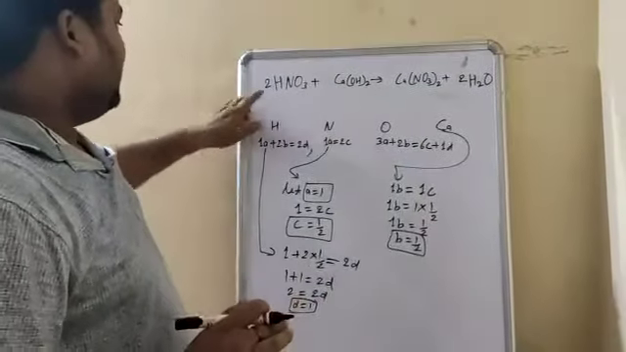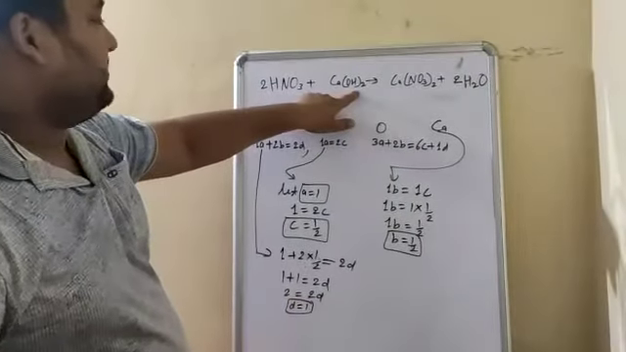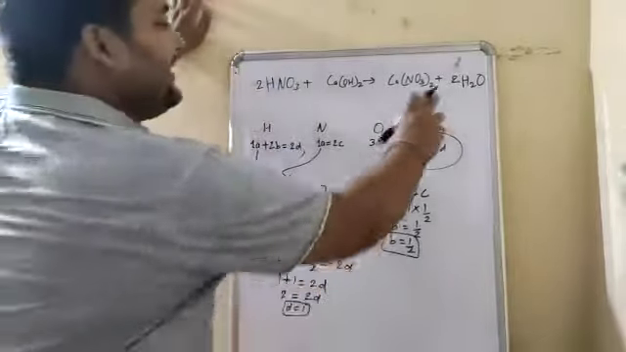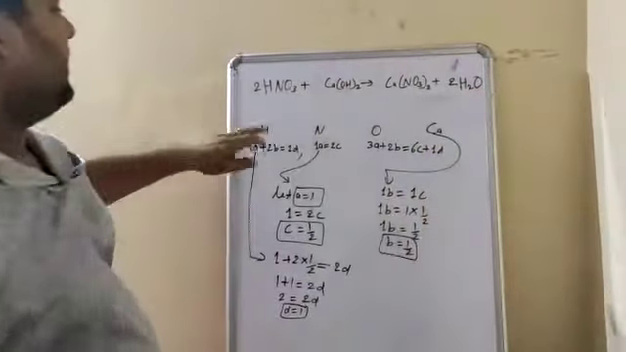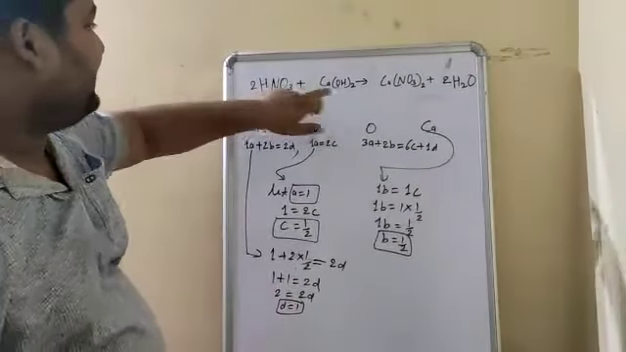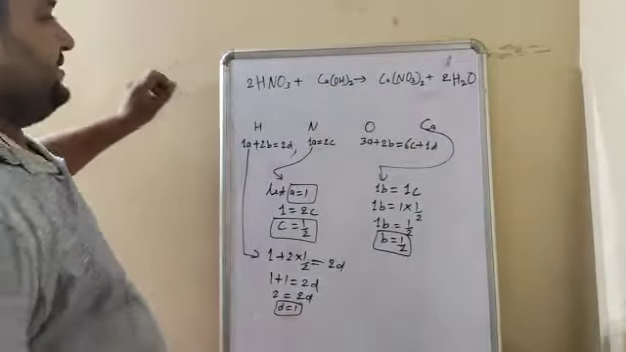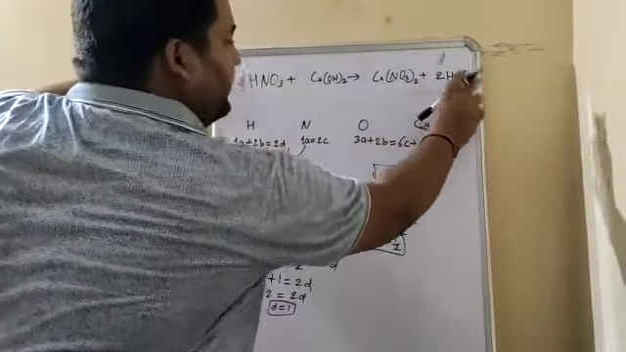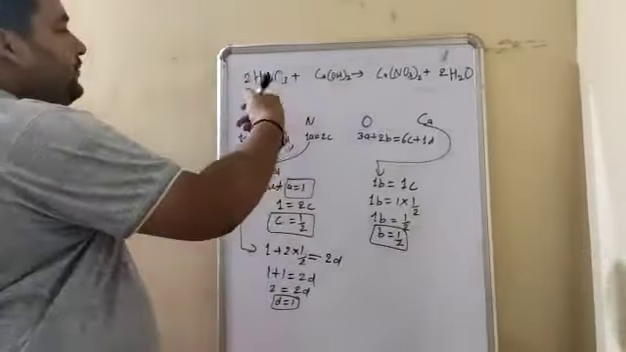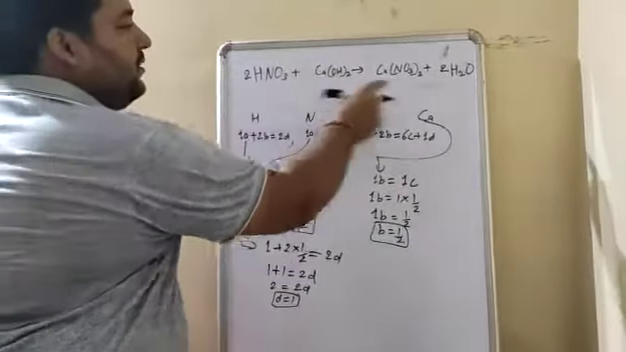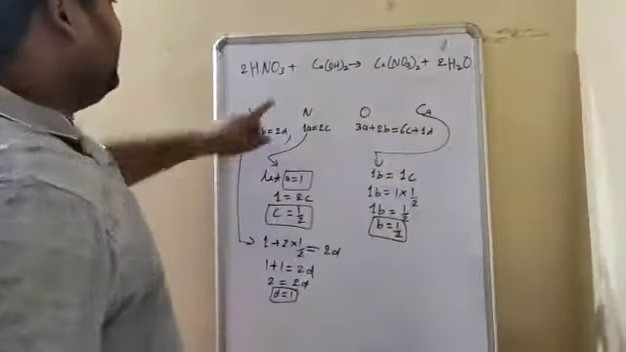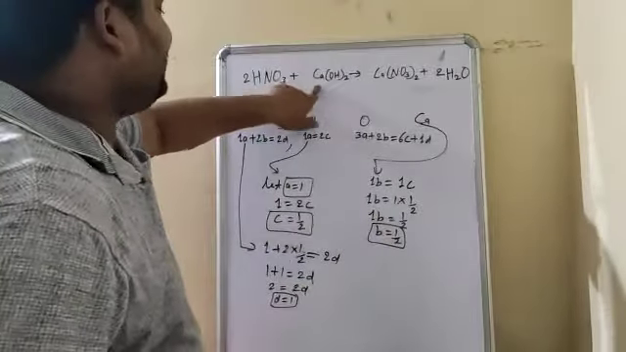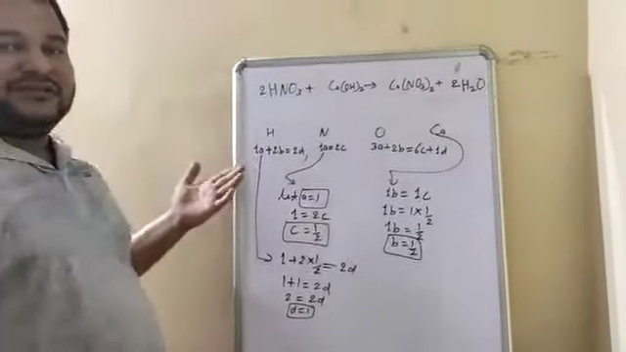It's a simple method. 2 hydrogen, 2 hydrogen, total 4 hydrogen. This side 2 2s are 4 hydrogen. Oxygen, 3 2s are 6 oxygen, plus 2, 8 oxygen. Now nitrogen, 2 nitrogen and 2 nitrogen, balanced. Now calcium, 1 calcium, 1 calcium. You can see the equation is balanced.